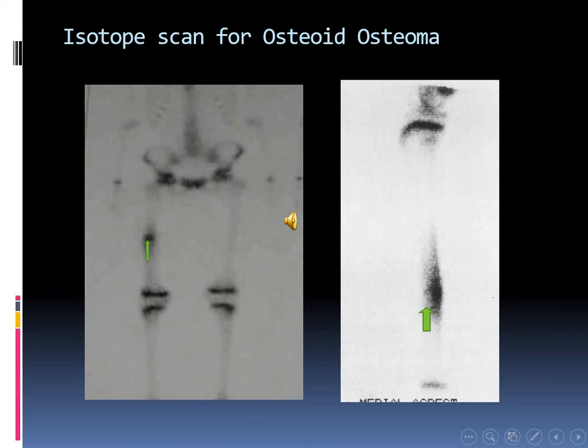If we do an isotope scan for osteoid osteoma, we can see that there is uptake in the isotope scan. So the uptake is seen as a dark area in your right femur. In the mid part, you can see there is uptake seen near the green arrow in both images. This occurs because the nidus of the osteoid osteoma contains vascularized tissue, making it positive in isotope scan.